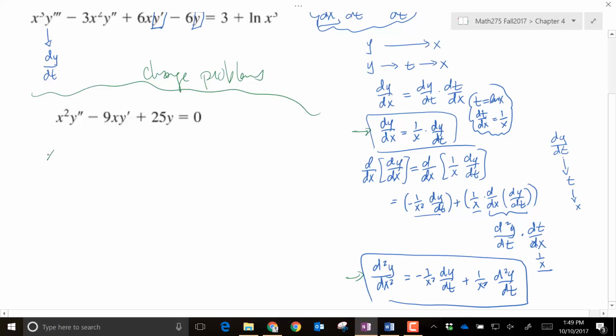We have x squared and we have y double prime, which is, oh, let's factor out a 1 over x squared here. 1 over x squared factored out. And then I'm going to switch the order so that the positive one's first. d squared y dt squared minus dy dt.